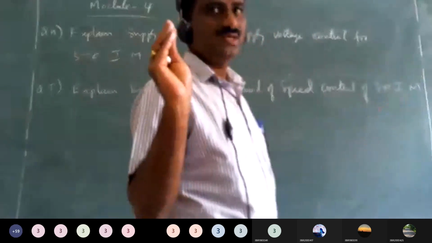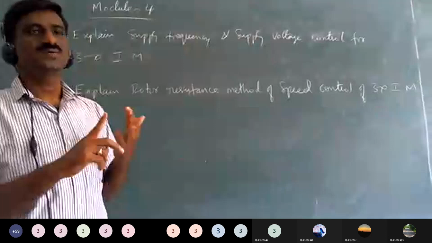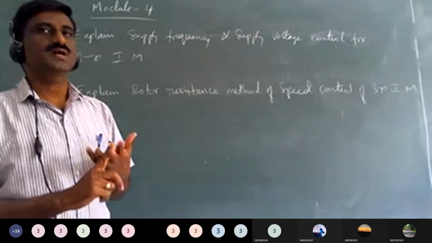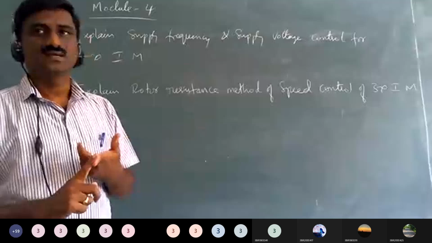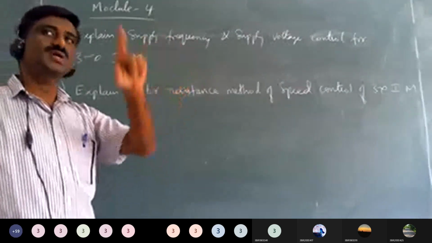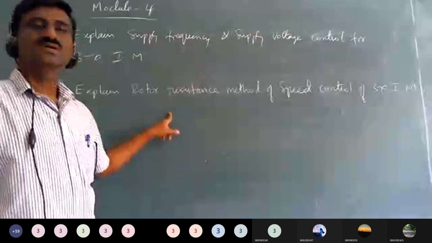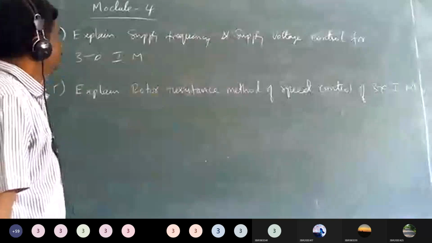So 5 questions total. Remember, write down. Already I have given 3 starters: DOL starter, auto transformer starter, and star delta starter. And now 2 more questions. Those 3 are related to starting methods, and these 2 are related to speed control methods. Okay. If you have written it, we will start.